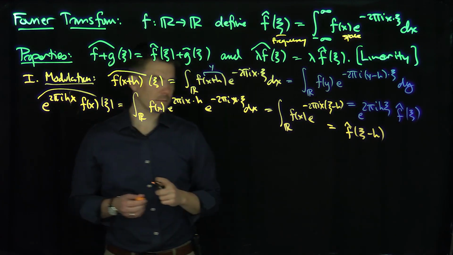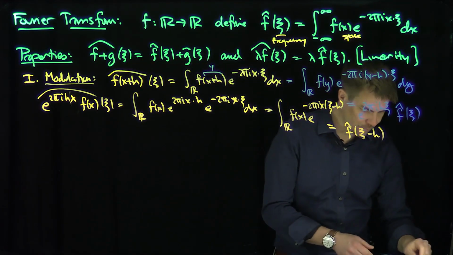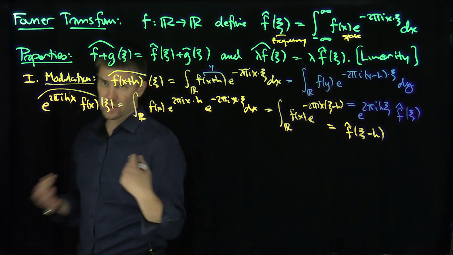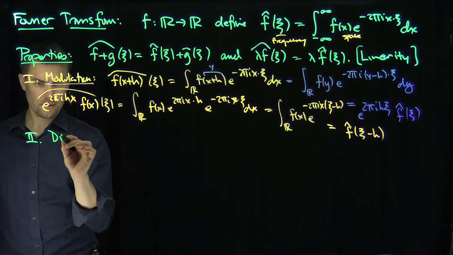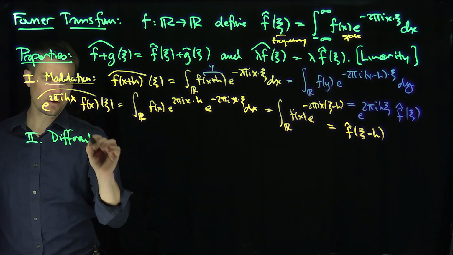Great. All right. What are the next properties of the transform? So those are the modulation properties. Let's talk about the differentiation properties. These are the most important ones over here. So differentiation. How does the Fourier transform work with differentiation?